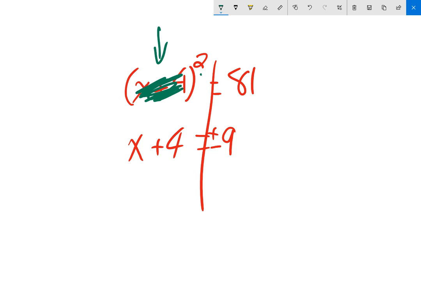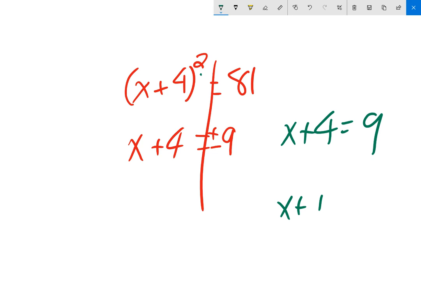And that's exactly what I've written. I've written that the x plus 4 that's inside the parentheses can be either 9 or negative 9. So you've got those two equations to solve. x plus 4 equal to 9 and x plus 4 equal to negative 9. So just solve those equations and you have two different answers and there you go.